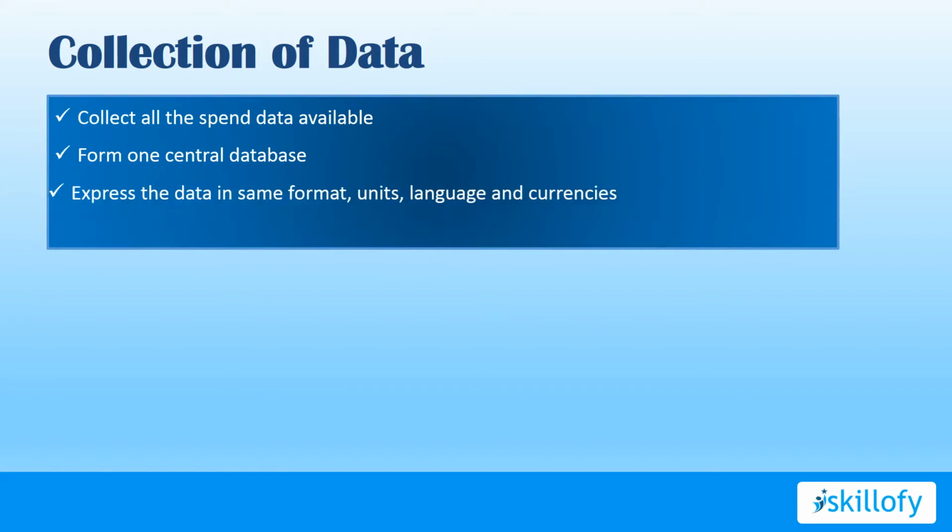Step 2. Data collection. To collect all the spend data available, form one central database so that all data can be viewed comparatively and in an integrated manner. Try to express the data in the same format, units, language and currencies. This may be done through some software programs.